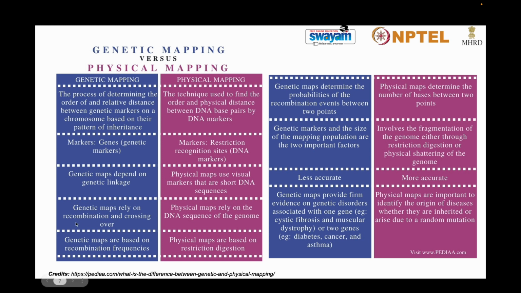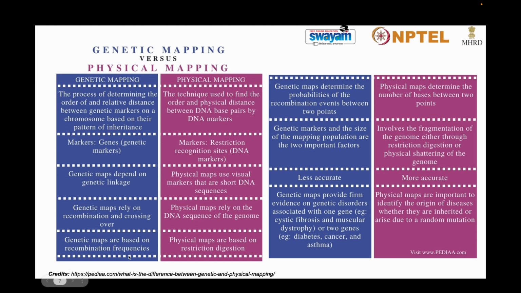Genetic maps rely on recombination and crossing over, because I've told you that we look for the recombination frequency. The closer the genes are to one another, the more they will be linked and their recombination frequency will also be low. So if the recombination frequency is low, then two genes will be drawn closer to one another. Whereas physical maps rely on the DNA sequence of the genome.